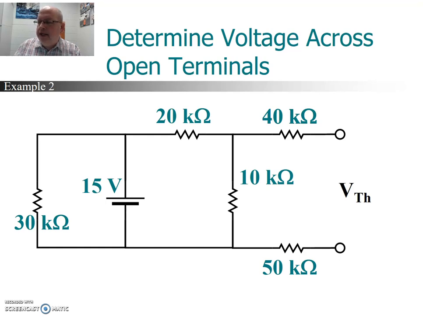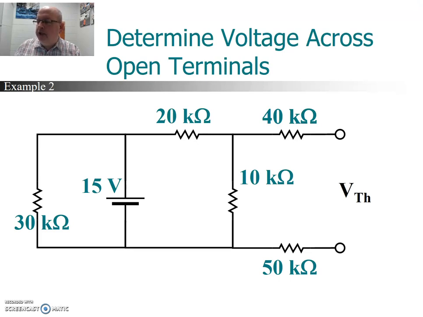And in this case, it looks more complicated than it really is. Just like before, the resistor that's in series with the load terminal doesn't play a role. That would be the 40K. But also look down at the bottom, the 50K. That's also connected to an open terminal. So likewise, that has no voltage drop.